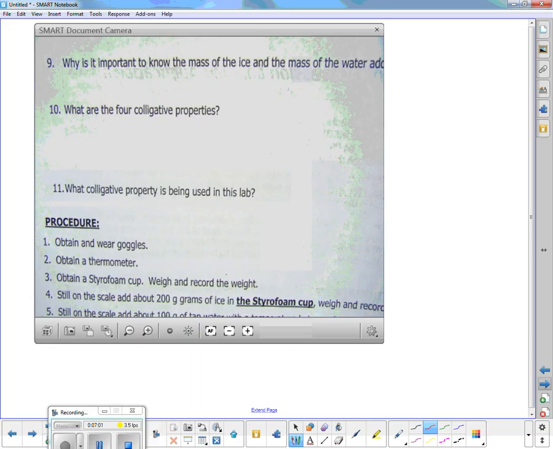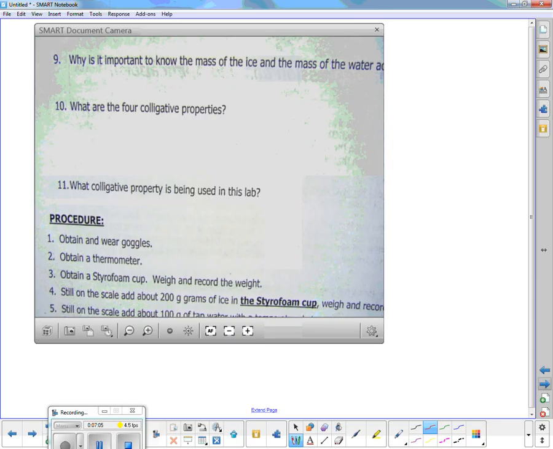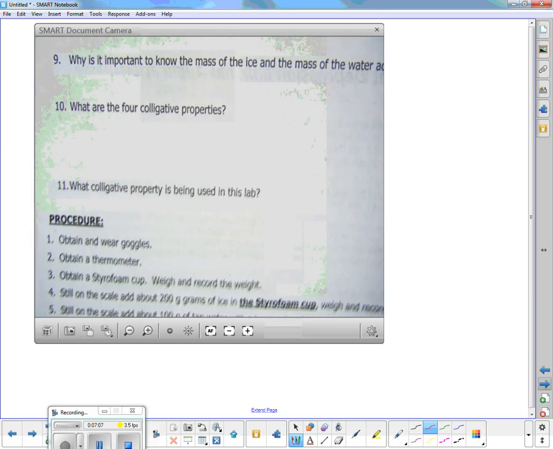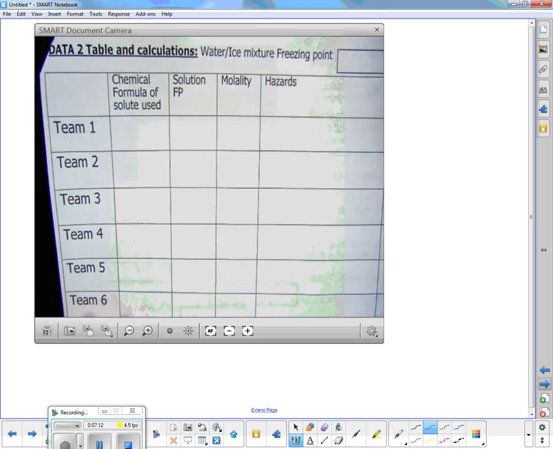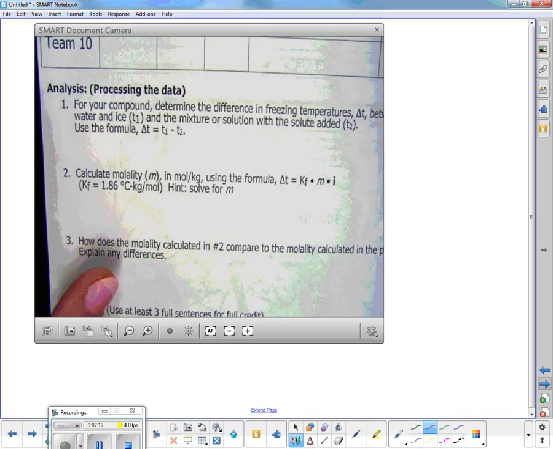Data table 1 should be filled out totally. You should have it all filled out right now. Data table 2, I'm going to put up in just a second and have you put your information up. The analysis is for just the chemical you did.